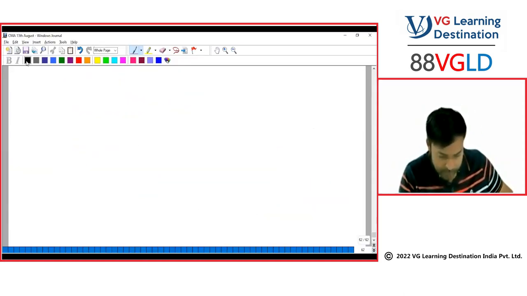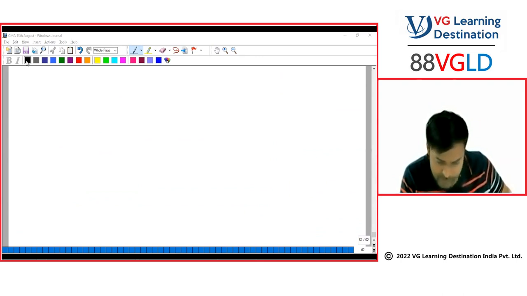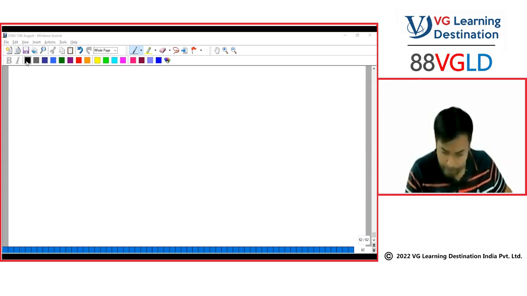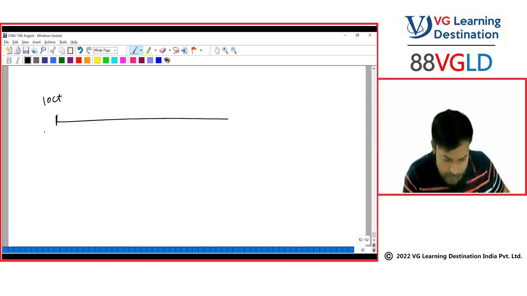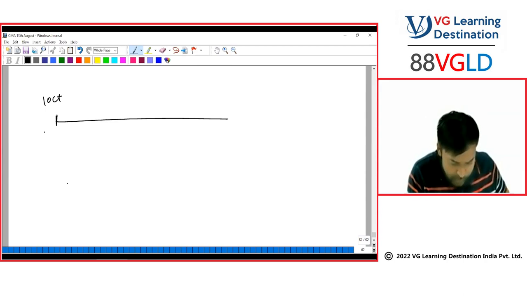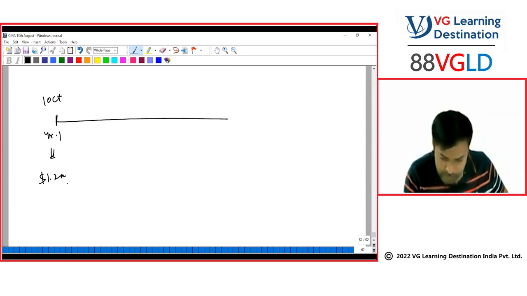I'm just feeding the number here. On 31st December, a notes payable was included in the liability balances. The note is dated 1st October year 1. And notes payable is $1.2 million, everyone. And the interest rate is 15%.